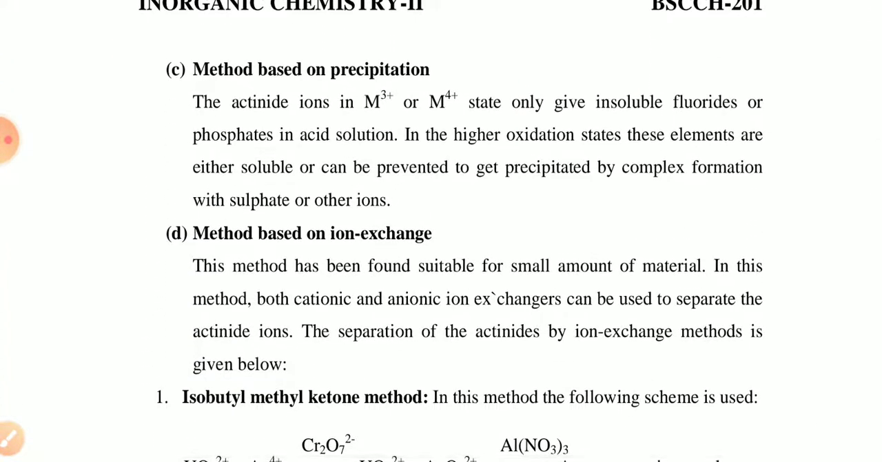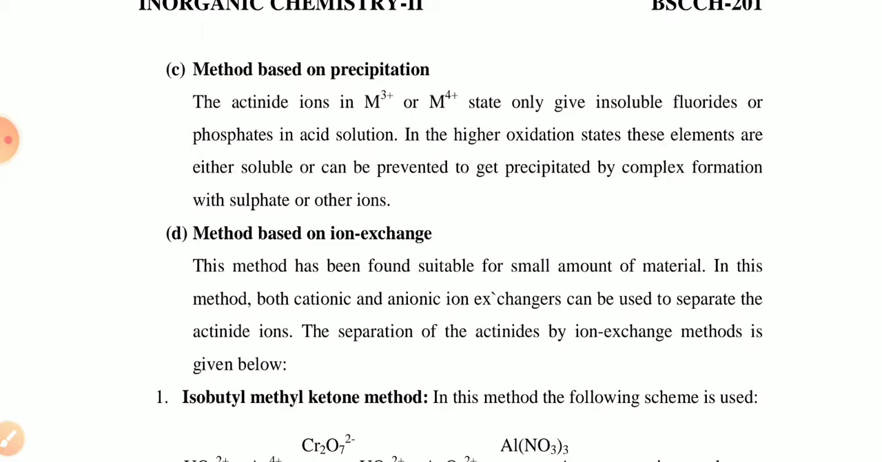Next is a method based on precipitation. The actinide ions in the M+3 or M+4 state only give insoluble fluorides or phosphates in acid solution. In the higher oxidation state, these elements are either soluble or can be prevented from precipitating by complex formation with sulfate or other ions.